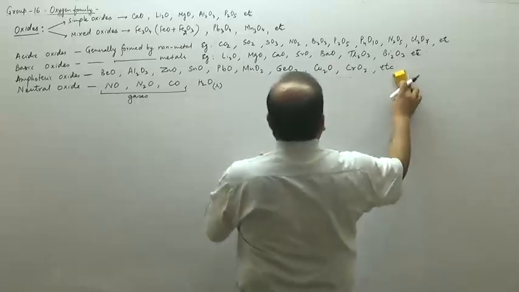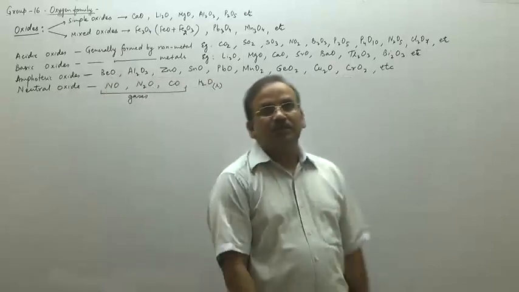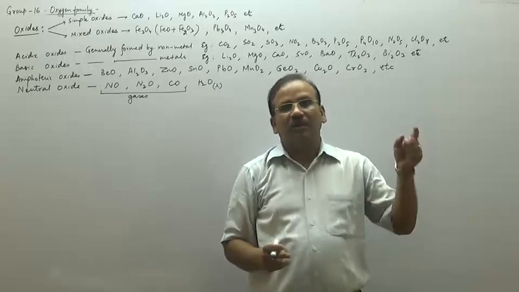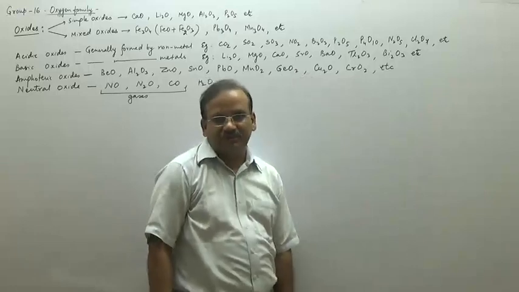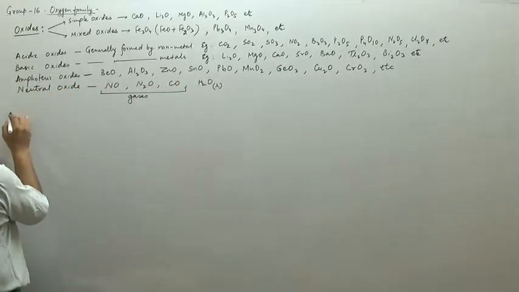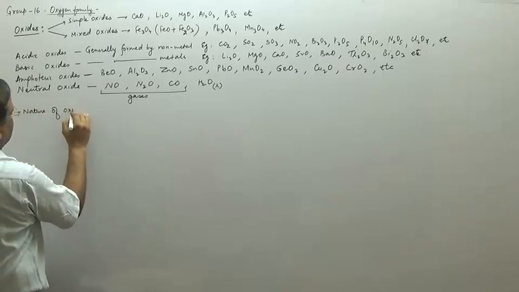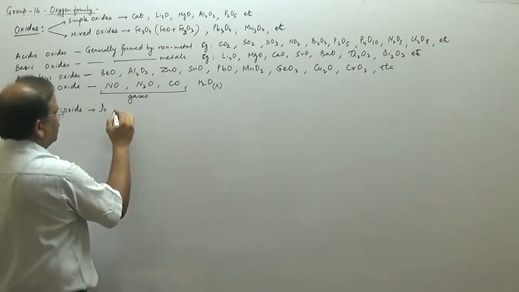If I discuss the nature of oxides in the periodic table, we can say that in a group from top to bottom, the basic character increases. From LHS to RHS in a period, the acidic character of oxide increases. So, nature of oxides: in a group from top to bottom, the basic character increases.